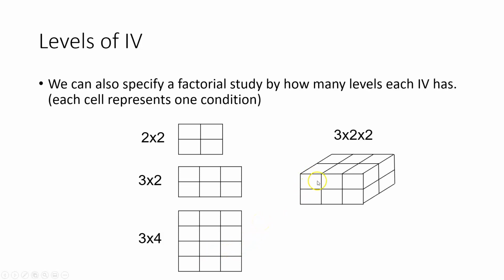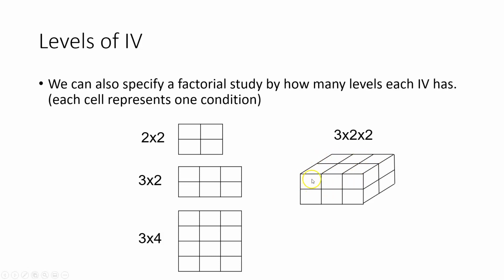You could even go beyond 2 independent variables. You could have 3 independent variables. So that's to say this is the first independent variable, it has 3 levels. The second independent variable, it has 2 levels. And the third independent variable, it has 2 levels also. And you would represent that like this, 3 by 2 by 2. So you've got 3 here, you've got 2 here, and you've got 2 deep. So each of these cells, each of these cubes would represent 1 condition.